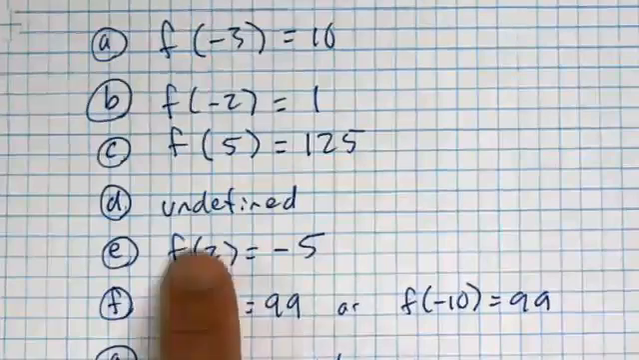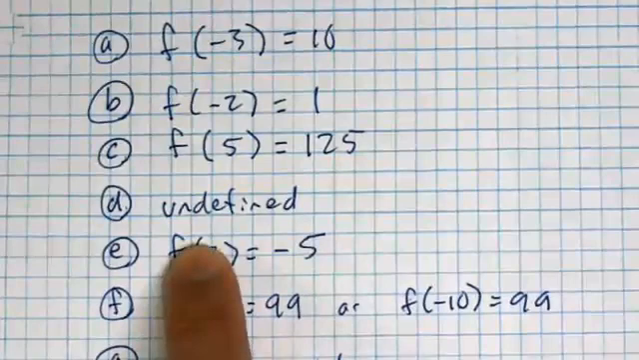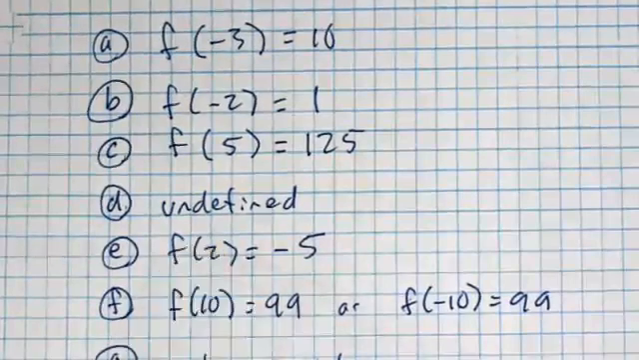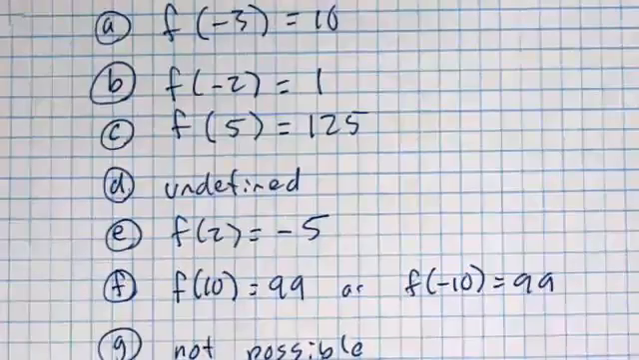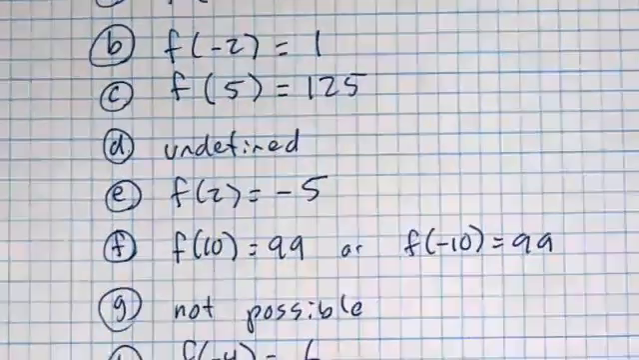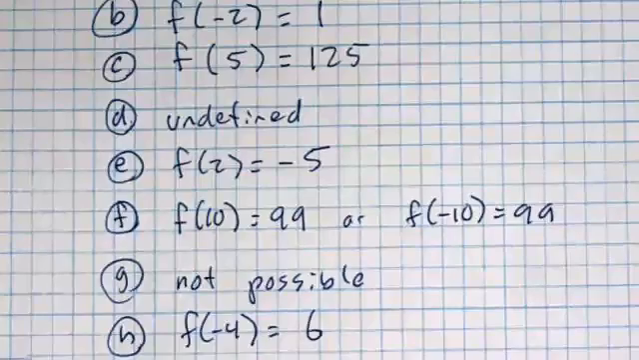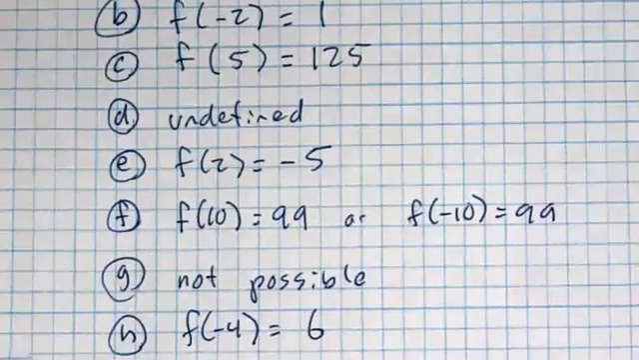So part D, we could write undefined. If you wrote for part D not possible or can't do it or something like that, that's fine. But we can't do that for now. We will learn about how to take square roots of negative numbers in Algebra 2 for those of you who take Algebra 2. For E, did you have f of 2 equals negative 5?